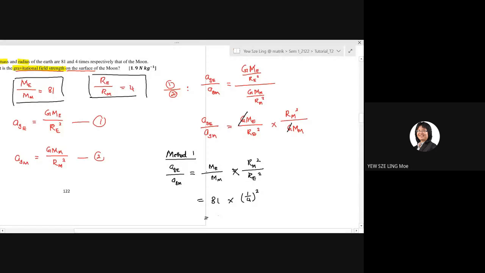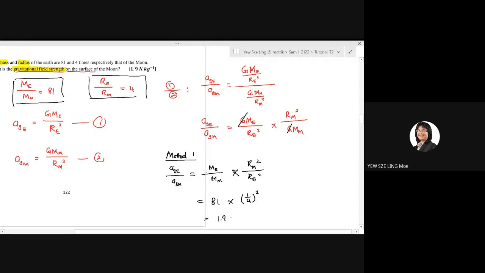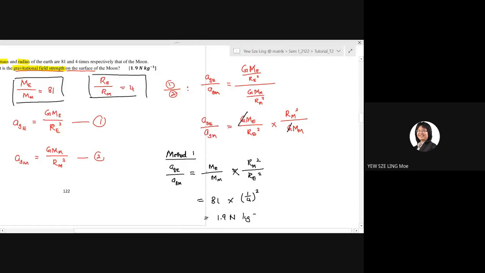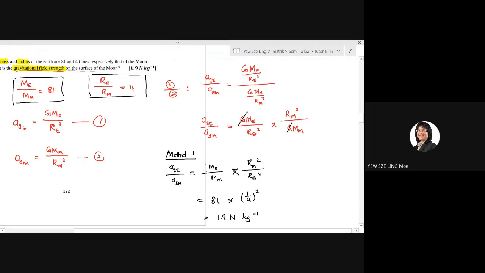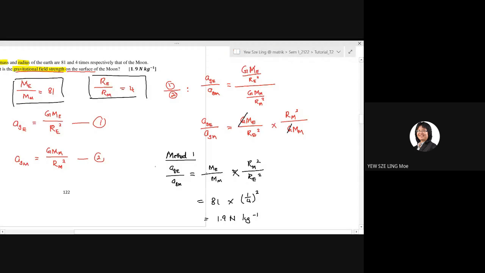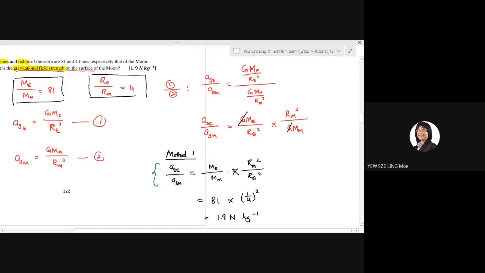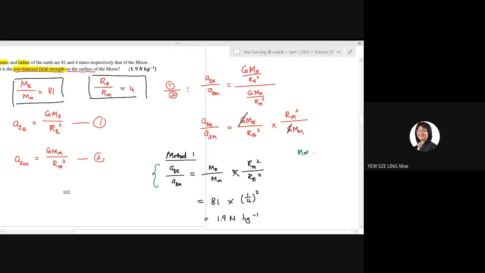So eventually you will obtain 1.9 N kg^-1. So this is method 1. Then how about method 2? Now method 2, you just need the value. Sometimes students cannot think about this. They cannot rearrange the equations until they obtain this form. So what they can do, you can do it in method 2.